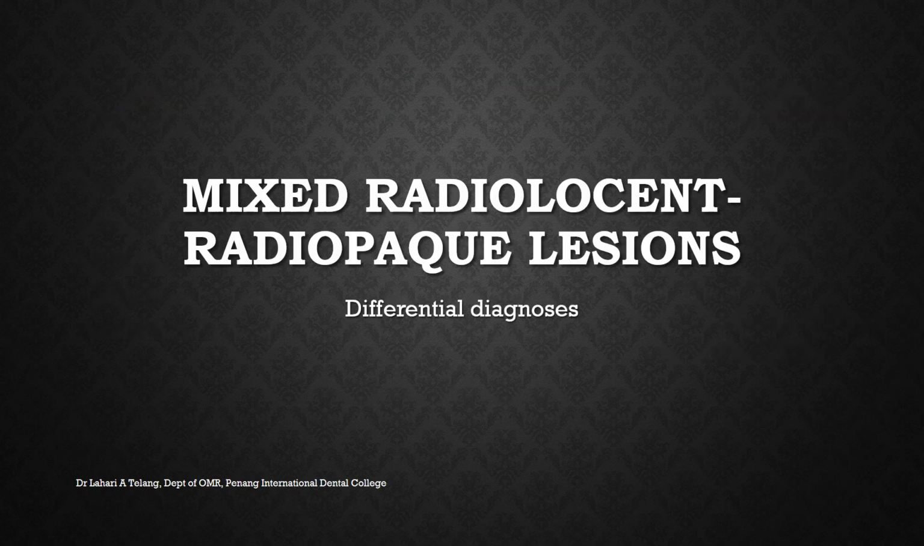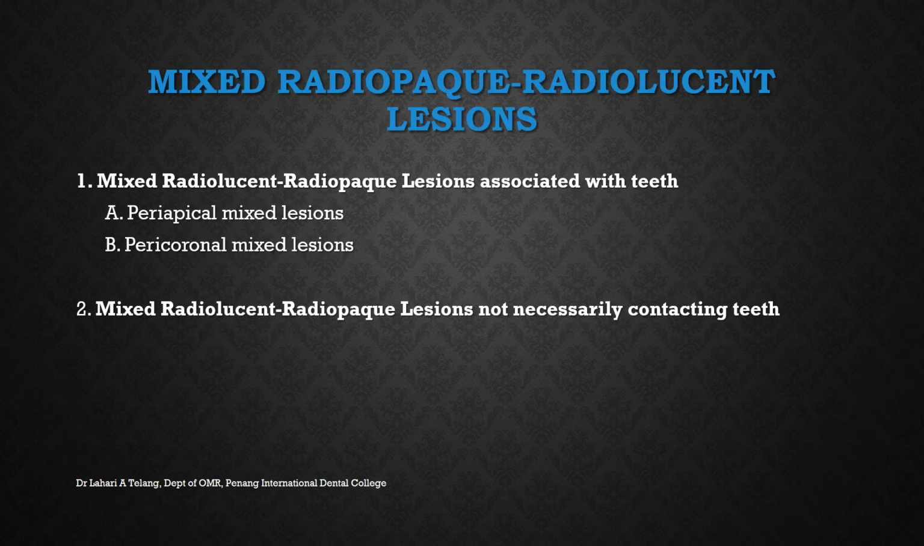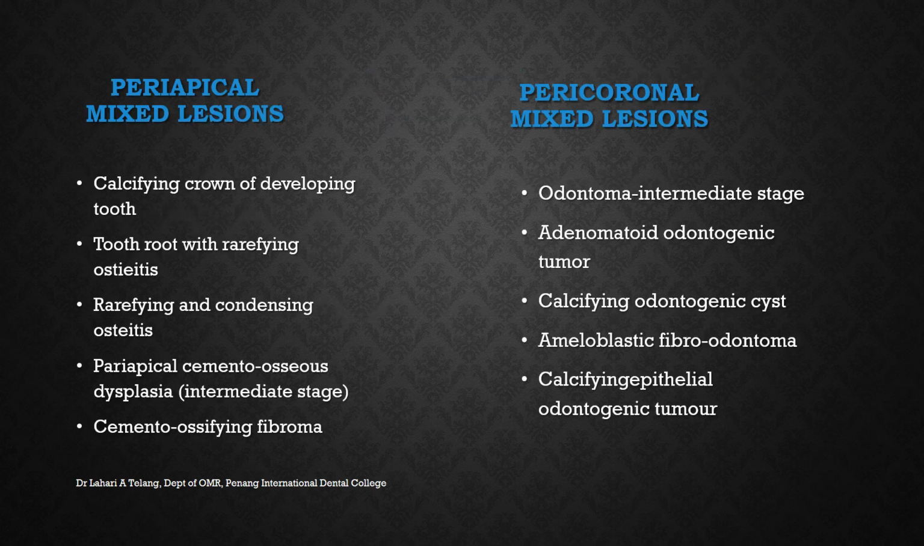Mixed ones, there's a wide variety of mixed radiolucent radiopaque lesions. They could be associated with the teeth and not necessarily contacting the teeth. The ones which are associated with the teeth could be periapical or pericoronal. The periapical ones could be a calcifying crown of a developing tooth or simply rarefying and condensing osteitis, pictures of which we've just seen. Pericoronal lesions could be adenomatoid odontogenic tumors or COC, ameloblastic fibro-odontoma, all of which appear mixed in origin.